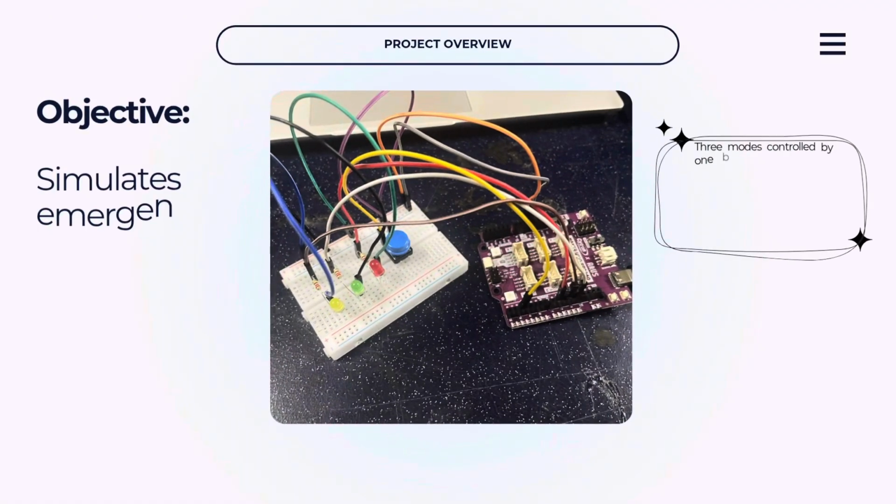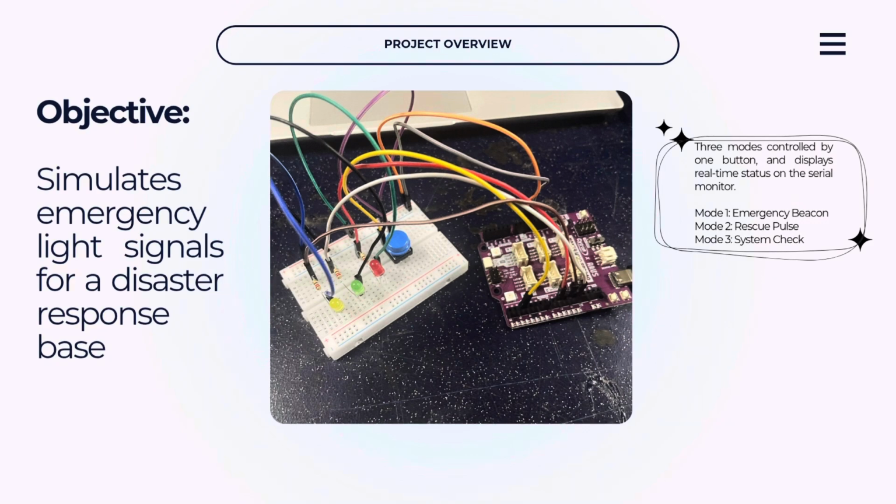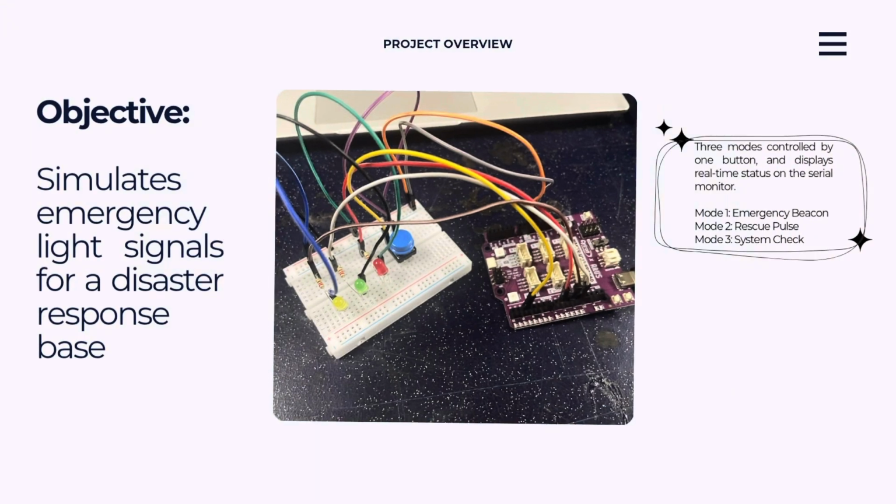Our system simulates emergency light signal for a disaster response base. It has 3 modes, controlled by one button, and displays real-time status on the serial monitor.